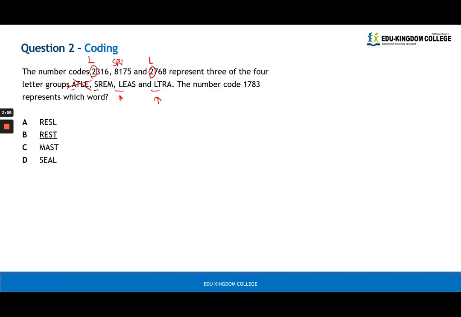And this must be SREM. Now using that, we can fill in the rest. So that means this last code must end with an S. So it must be LEAS. And this code must be the other one, LTRA. Now we can basically figure out what this thing is. 1783: 1 is R, 7 is E, 8 is S, and 3 is T. So that's why the answer is B.